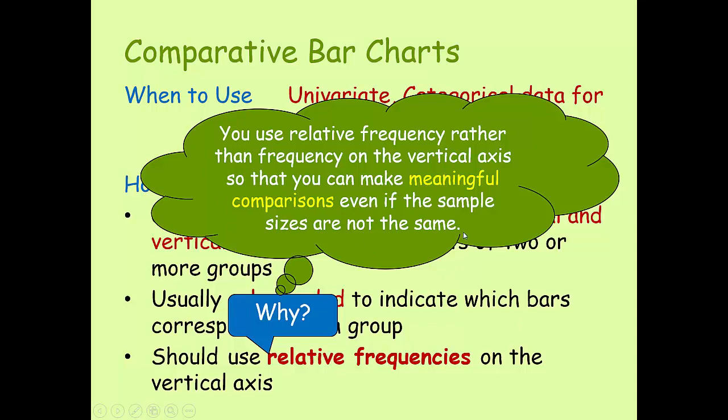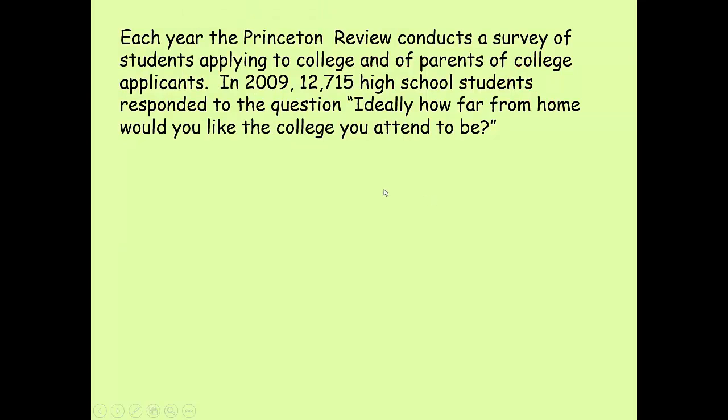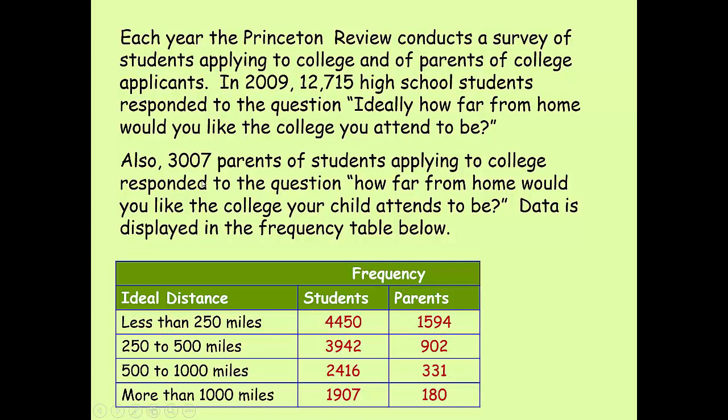Each year, the Princeton Review conducts a survey of students applying to college and of parents of college applicants. They asked high school students, ideally, how far from home would you like the college you attend to be? Probably really far away, huh? They also asked parents. Now notice here they asked 12,715 high school students, but they only asked 3,007 parents. They asked them the same question, but how far from home would you like the college your child attends to be? So you can see the frequency, the counts of the students versus the parents.